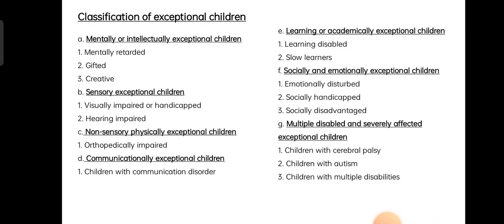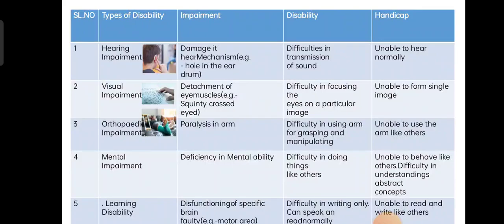Now we move on to the things which we have to learn, which we have to concentrate on. We are going to concentrate only on these 5 types of disability. Okay, so we are going to see only hearing impairment, visual impairment, orthopedic impairment, mental impairment, and learning disability. With this, we are going to see how hearing impairment or hearing disability can be classified.